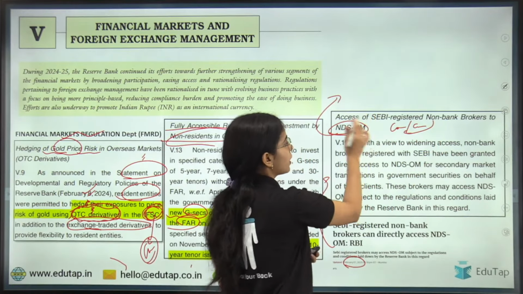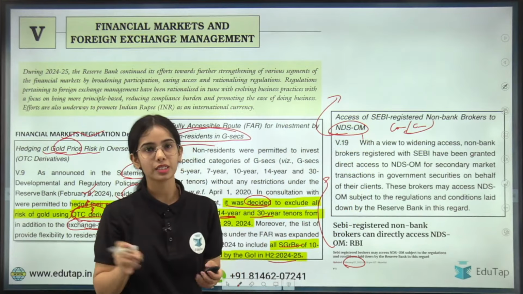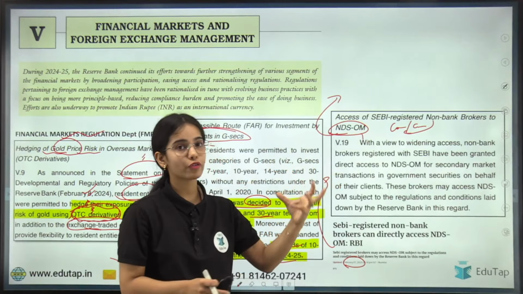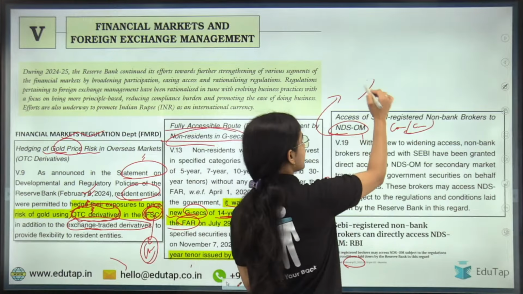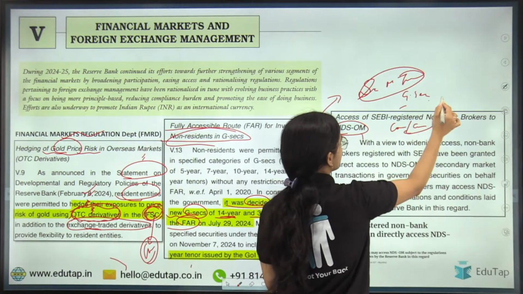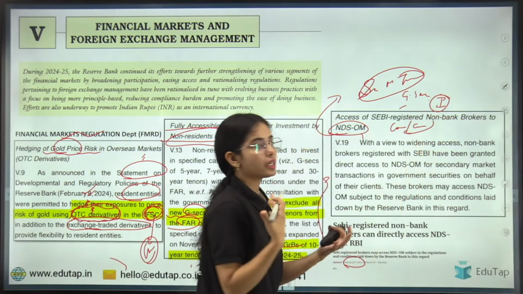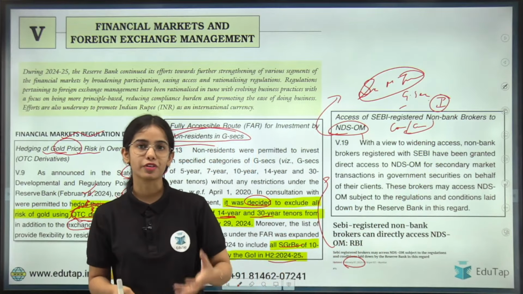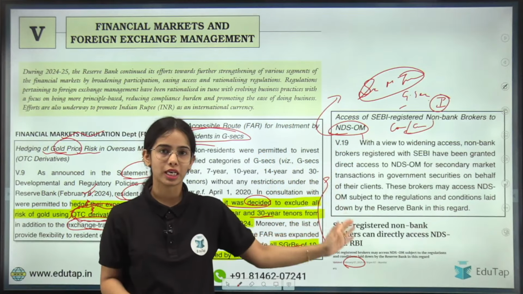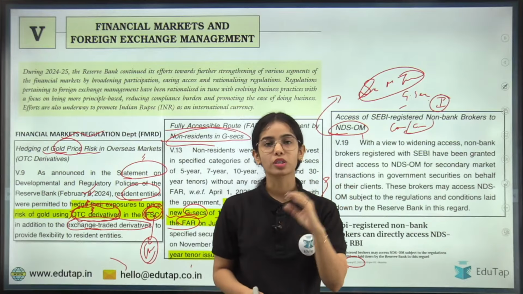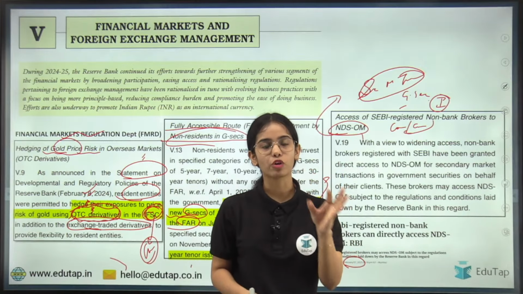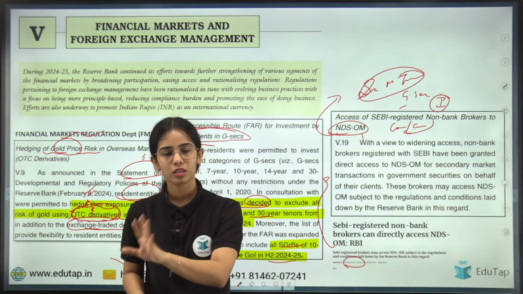NDS-OM, this is a platform of the Reserve Bank of India. This is the Negotiated Dealing System Order Matching, the platform of the Reserve Bank of India through which secondary market trade can happen in government securities between the investors. So investors can trade government securities among themselves in the secondary market through this NDS-OM platform. And in February 2025, it was announced that SEBI registered non-bank brokers will be able to access NDS-OM and provide the NDS-OM platform to their constituents and customers.